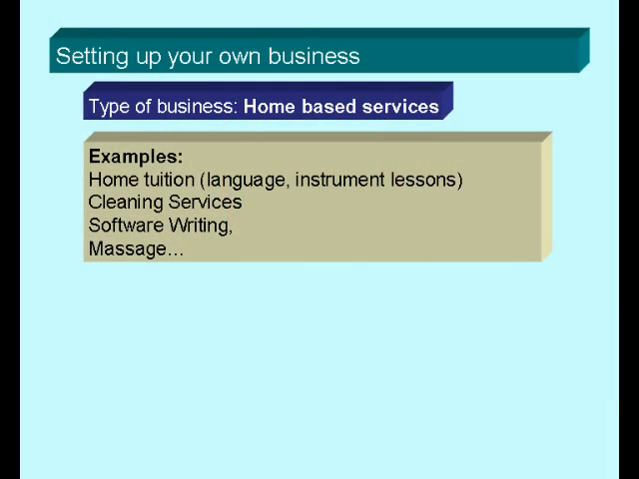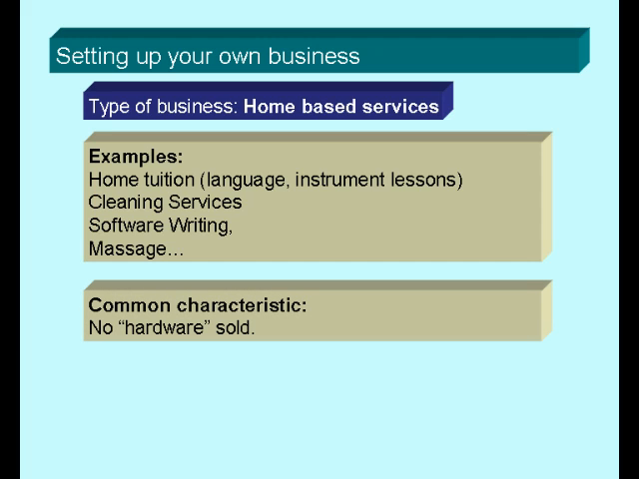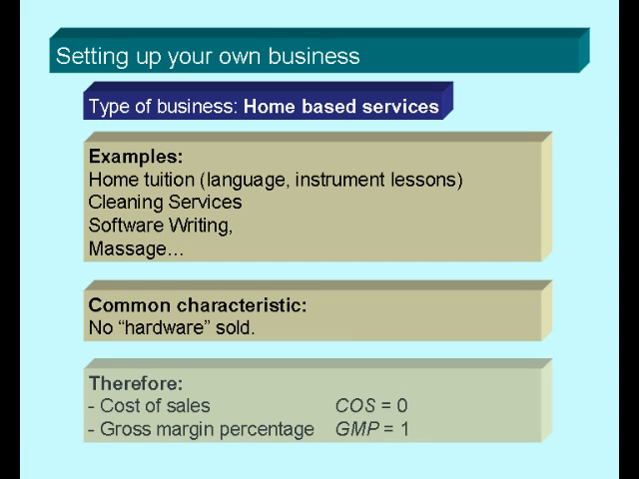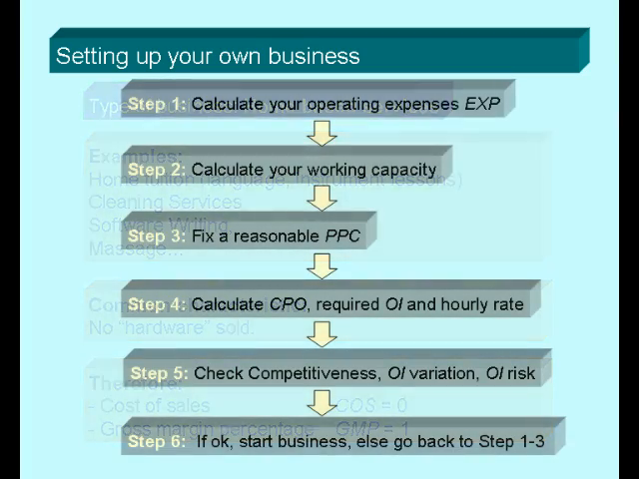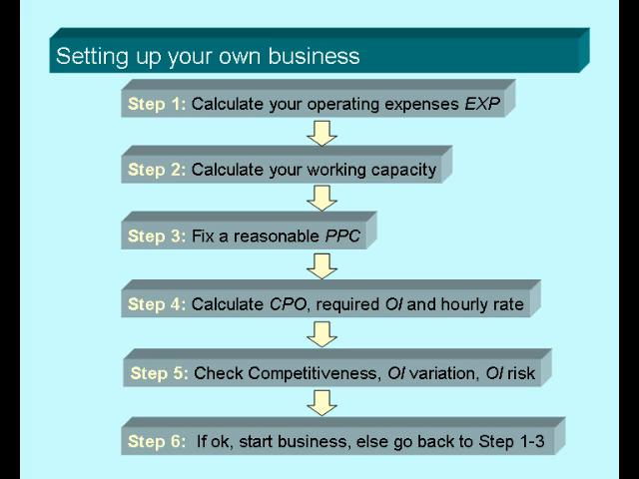As an example, we assume you want to open a business providing home-based services. Now, there is one common characteristic of all these kinds of businesses. There is no hardware you are selling. And this means you have no cost of sales and the gross margin percentage equals 1. I have set up a simple flow diagram and we will go through it step by step. I'm using some sample figures to show the procedure, but you can apply the procedure regardless of what kind of services you are providing.